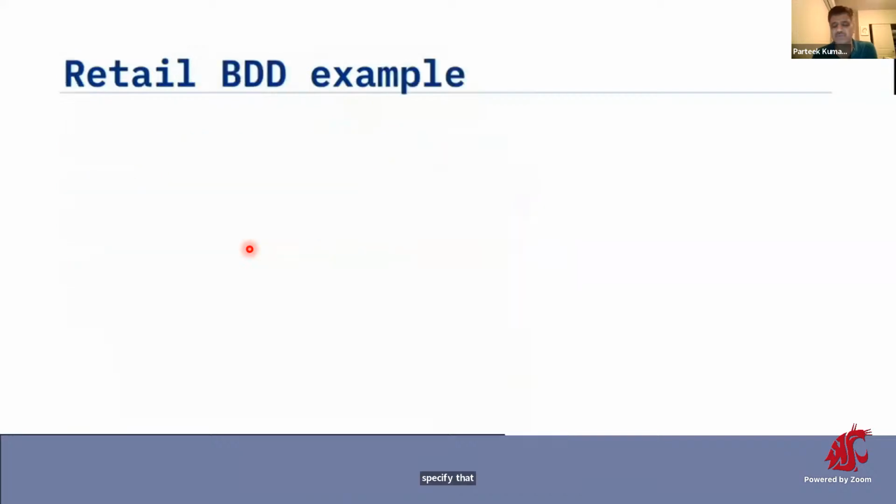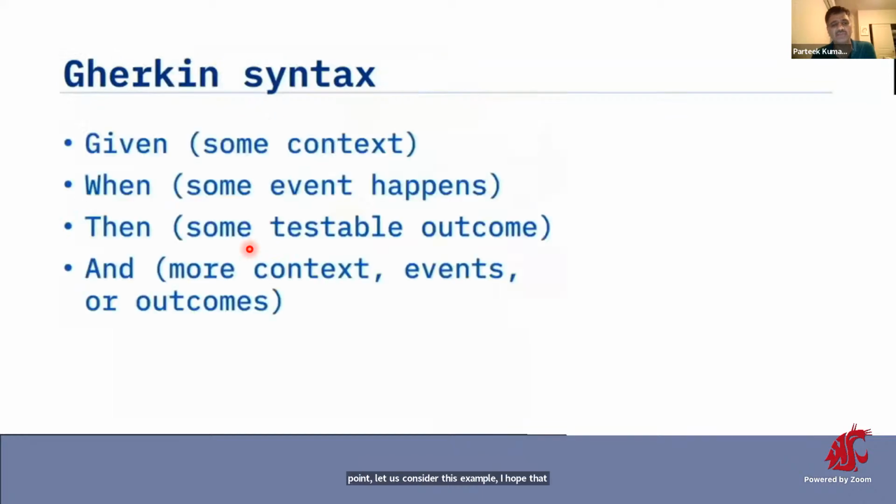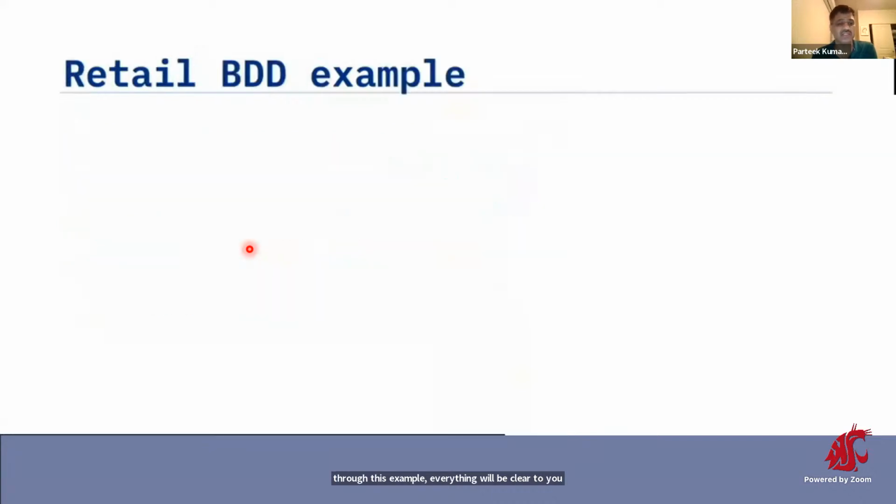In order to explain that point, let us consider this example. I hope that through this example, everything will be clear to you. After this example, I will take your questions if you still have some doubts regarding Gherkin syntax. So let us consider this example. Here we wish to build a feature, return go to stock.